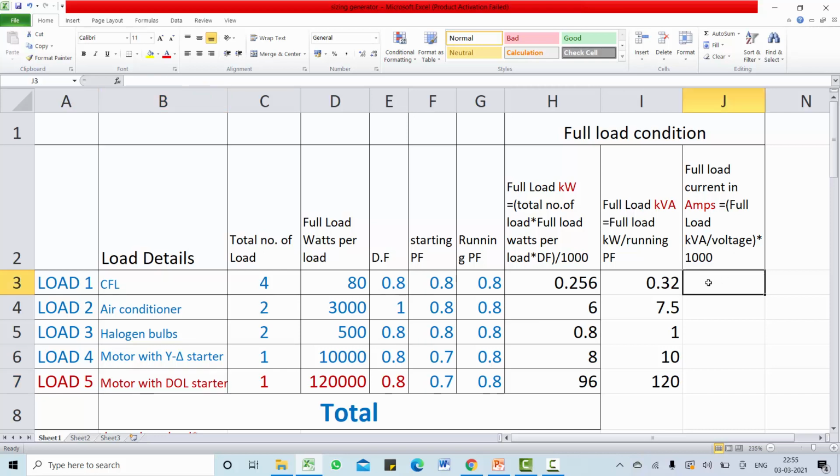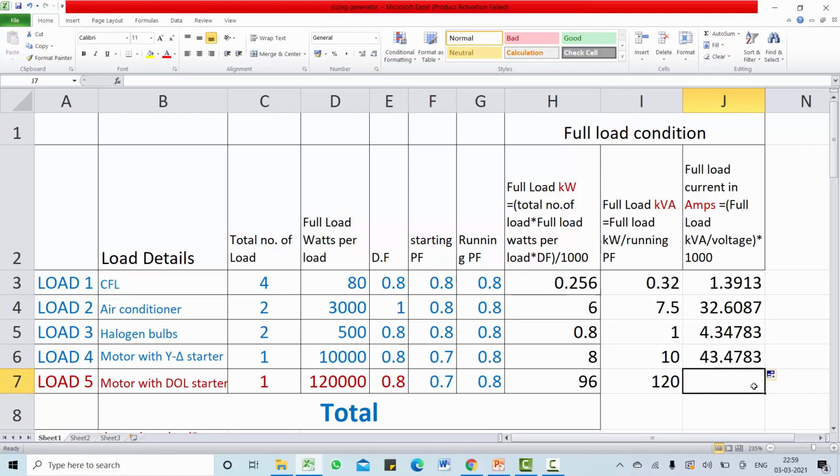Let me calculate this value, which is equal to full load kVA divided by 230 for the first 4 cases, and this must be multiplied by 1000 in order to find the full load current in amps. Drag it till the single phase load. Then when you come to the 3-phase load, the same thing has to be manipulated.